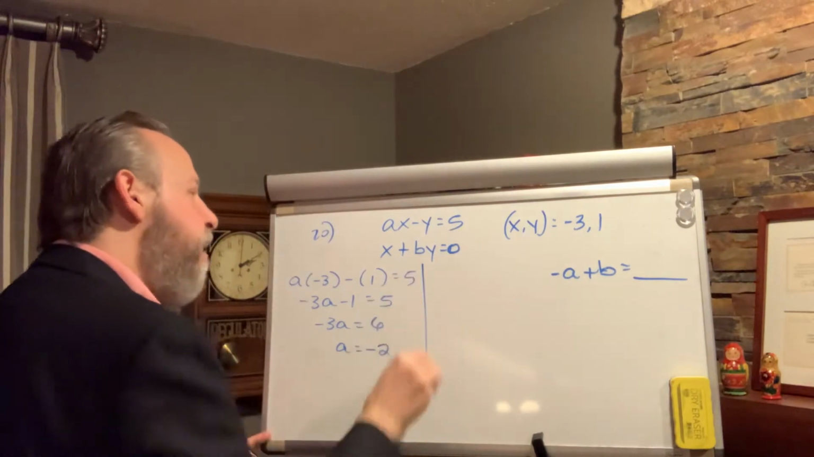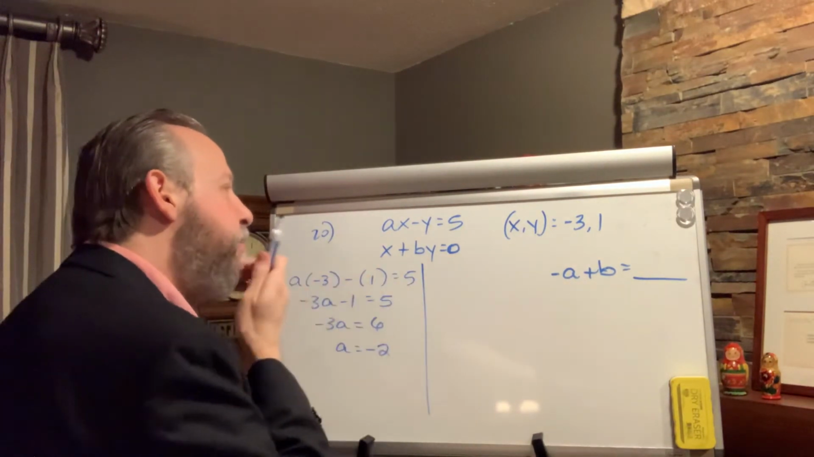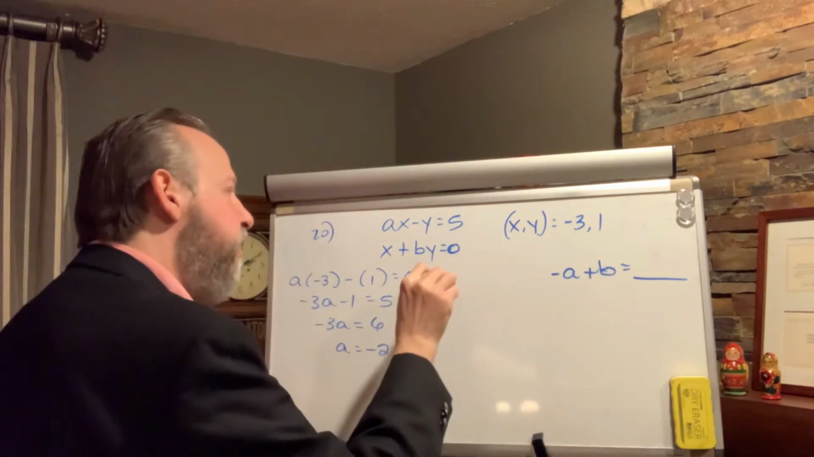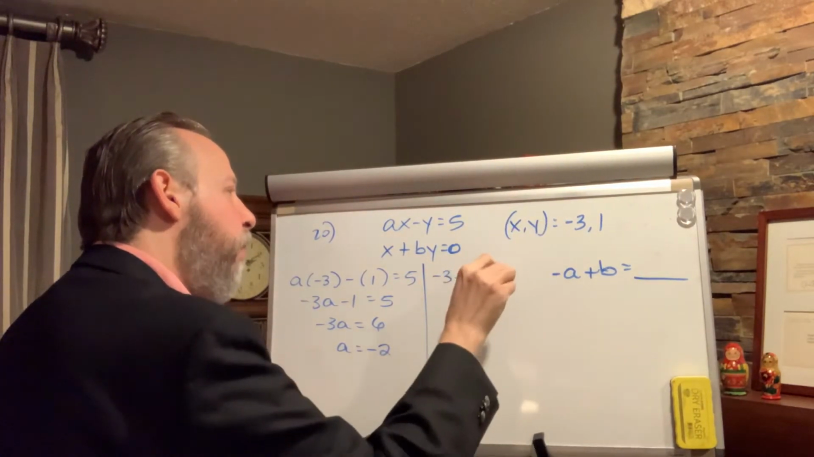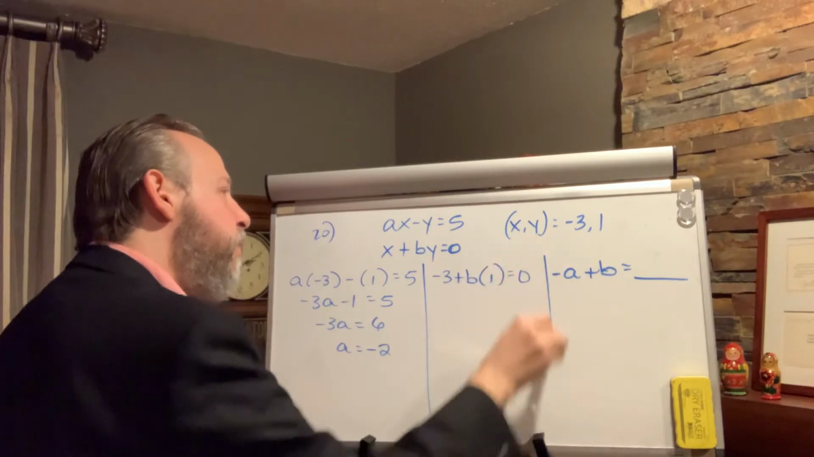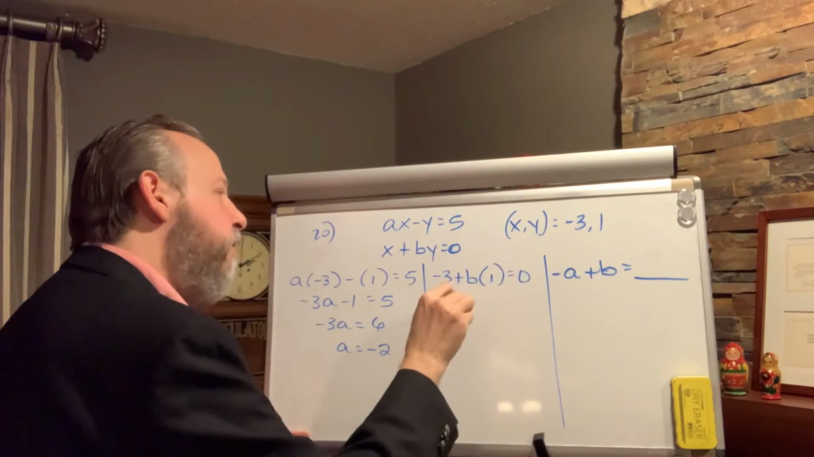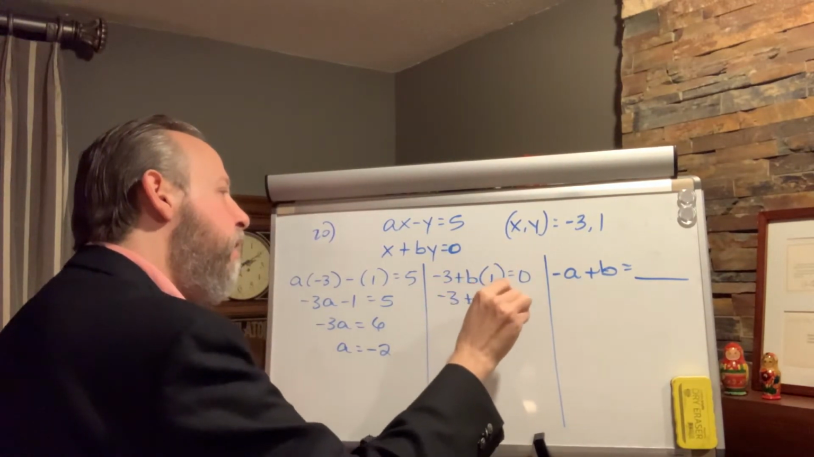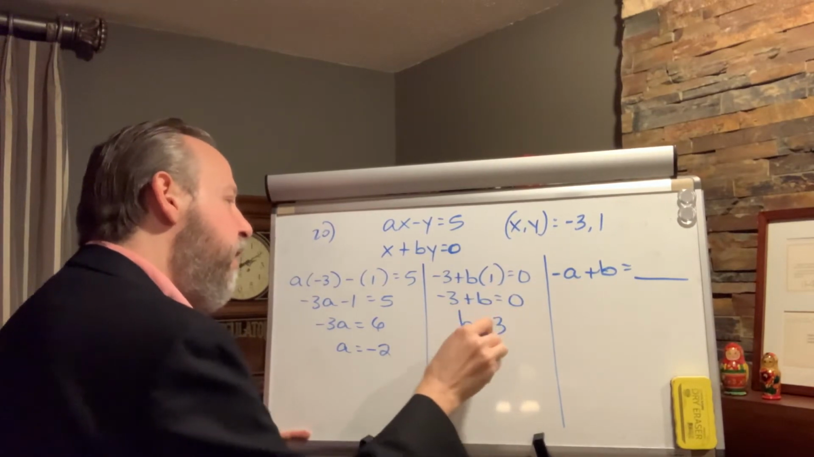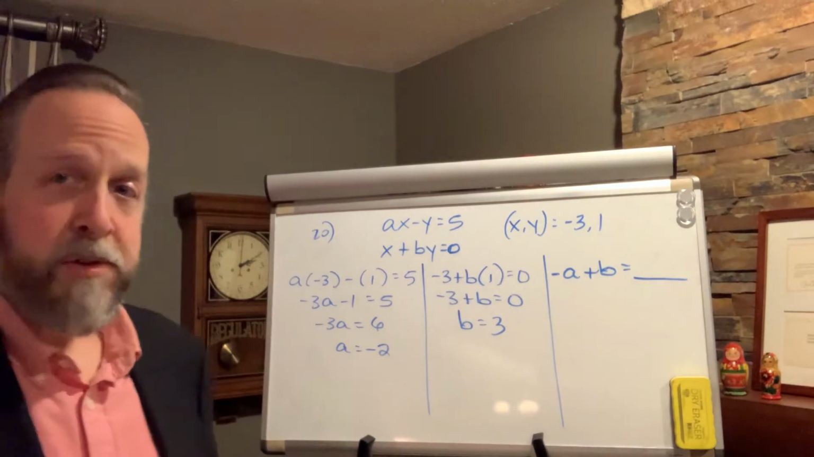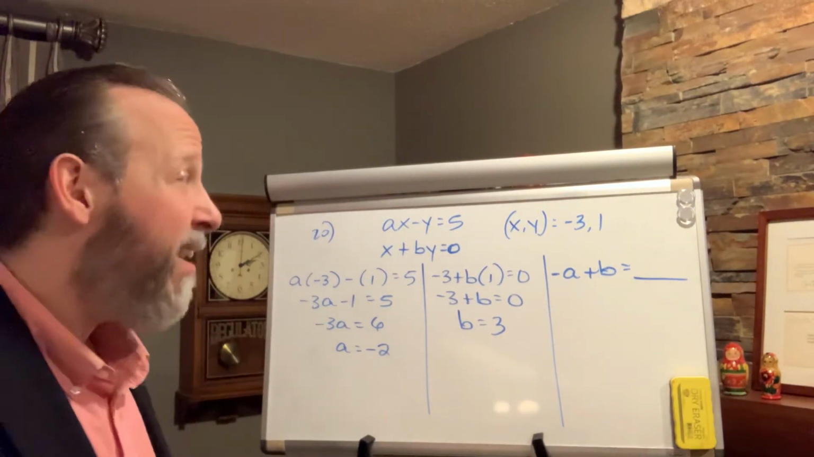I'm going to do the same thing for the second equation. X plus by equals 0. Well, x is negative 3 plus by, y is the number 1, equals 0. That's negative 3 plus b equals 0. Add 3 to both sides, and b equals 3. This is not too difficult, I hope. But plug it in carefully, please.